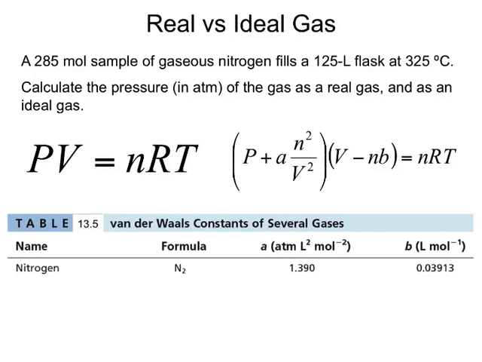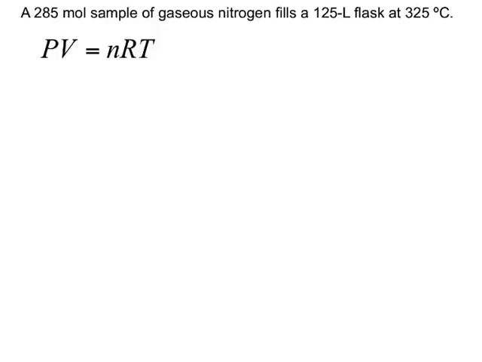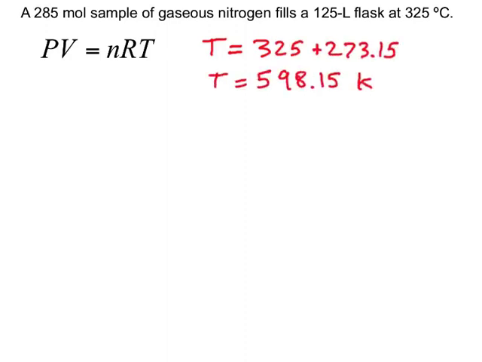Alright, so let's do a practice calculation on this. We have a 285 mole sample of nitrogen that's sitting in a 125 liter flask. Let's find the pressure of this gas as if it were a real gas and as if it were an ideal gas. Alright, so let's look at this as an ideal gas. And so PV equals nRT, you've done that before. The temperature, we have to get that into Kelvin, so 598 Kelvin. And then rearrange the equation to solve for pressure.